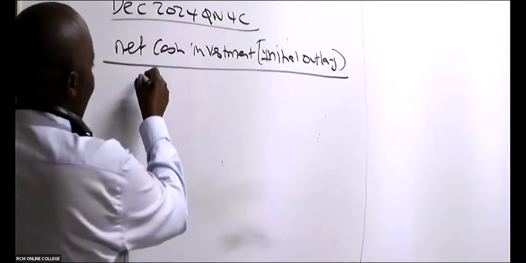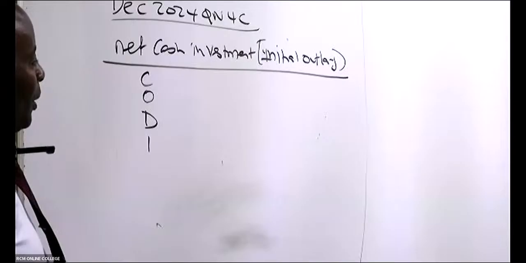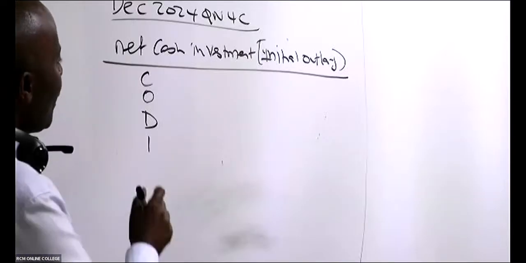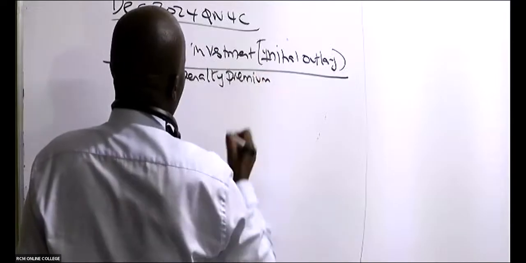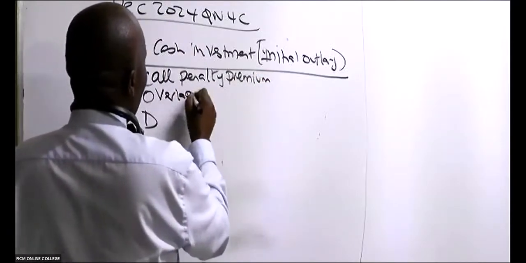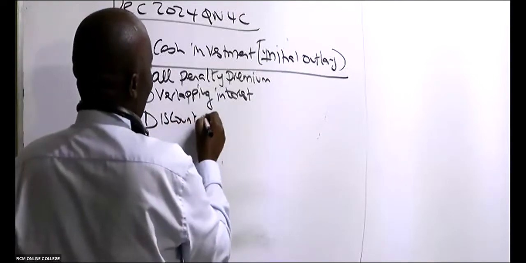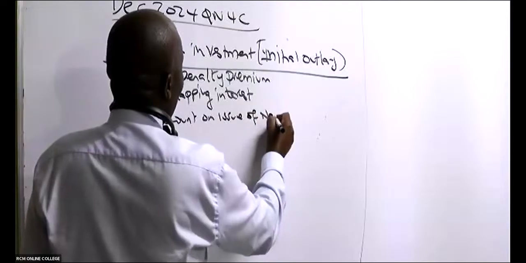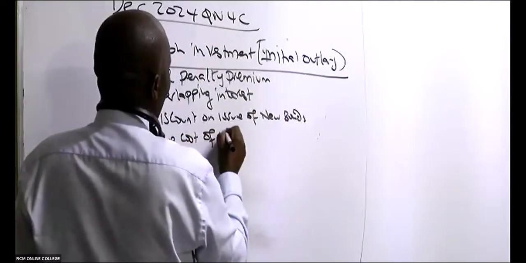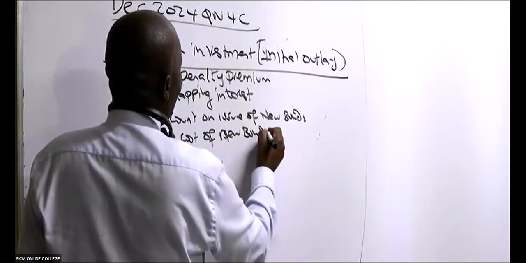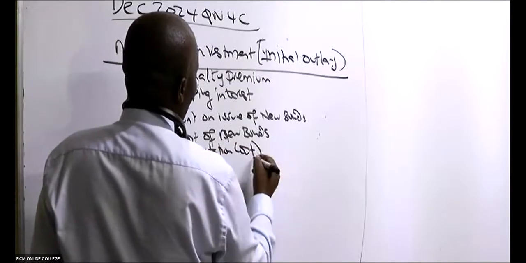Here you will always be forced to remember what we call CODI. CODI, this of course is the call penalty premium. We have the overlapping interest. We have discount on issue of new bonds. So we have the issue costs of new bonds, also known as flotation cost.